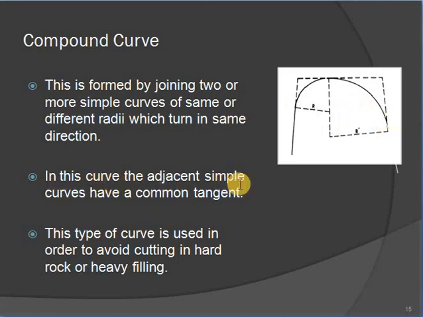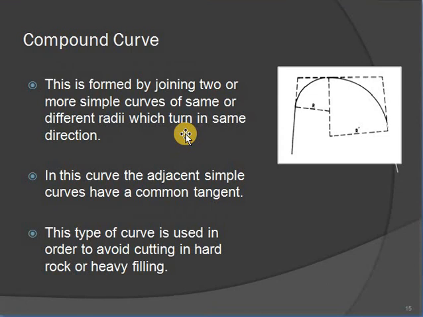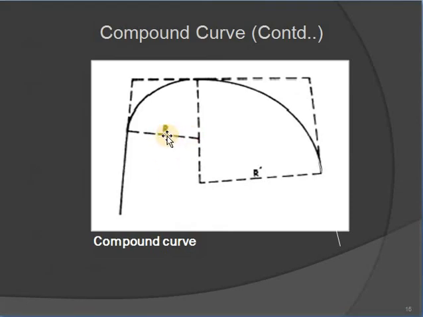In this curve, the adjacent simple curves have a common tangent. What is the tangent here? This dotted line is the tangent. This type of curve is used in order to avoid cutting in hard rocks or heavy filling. You can see here, and here also R is the radius.